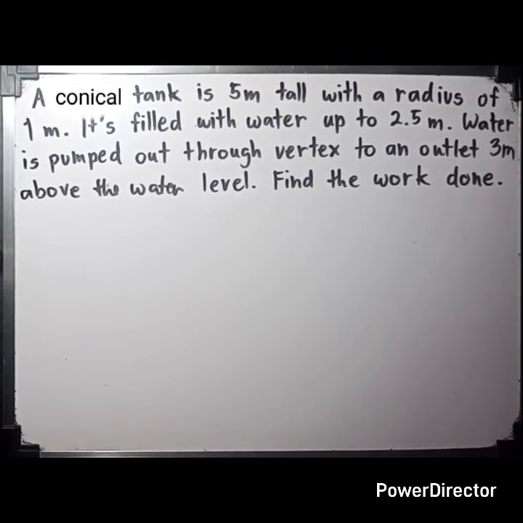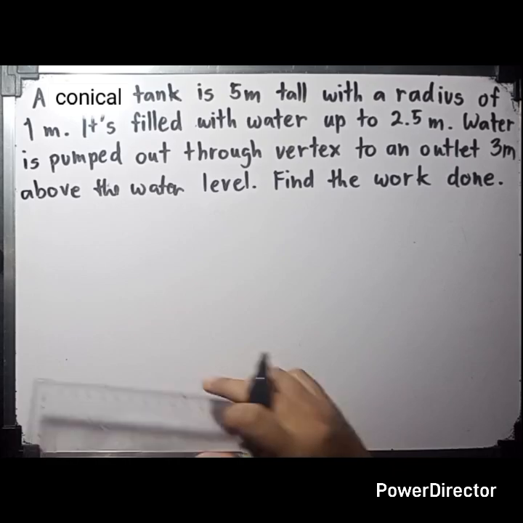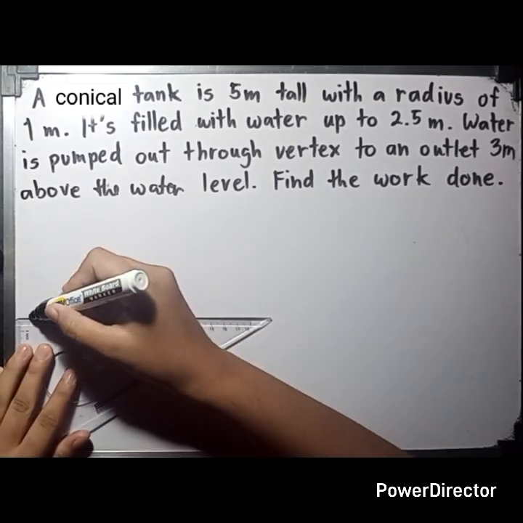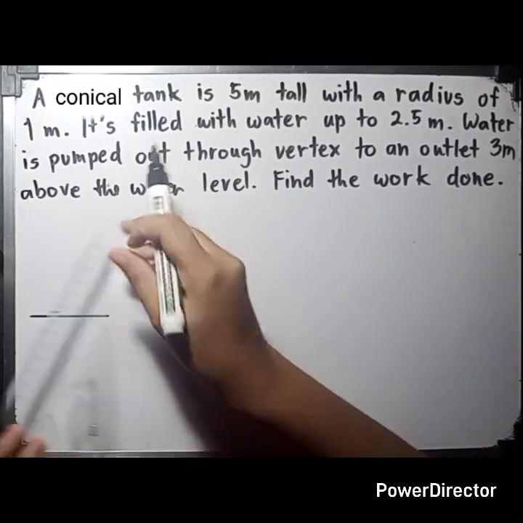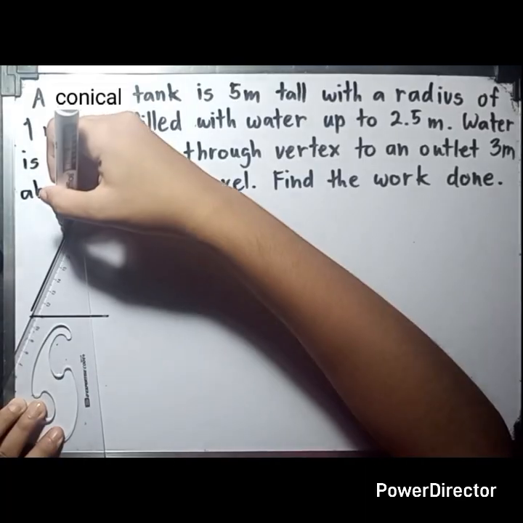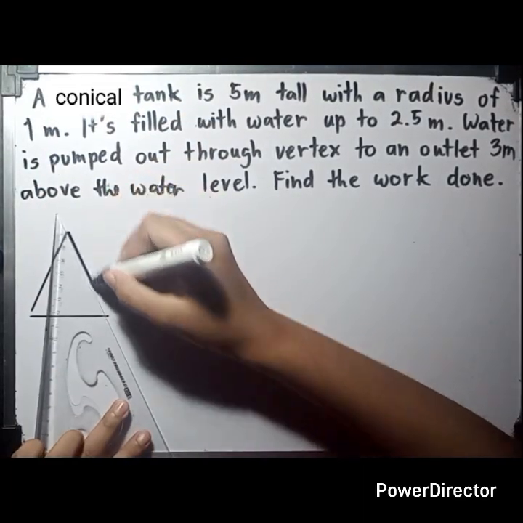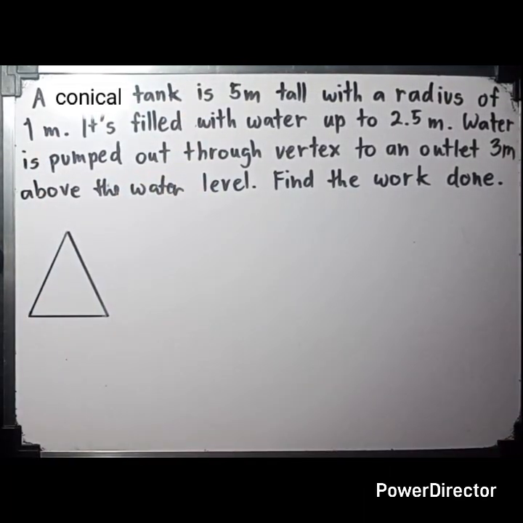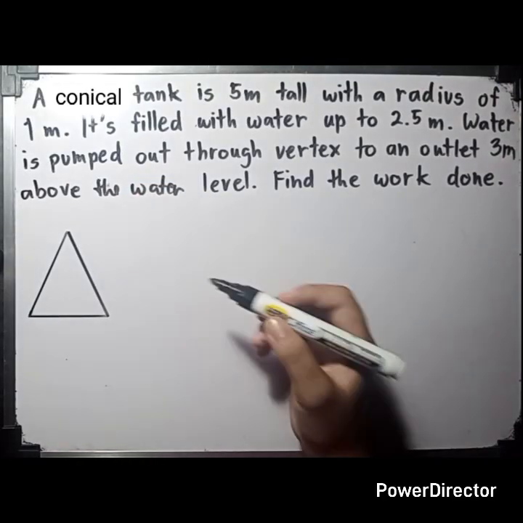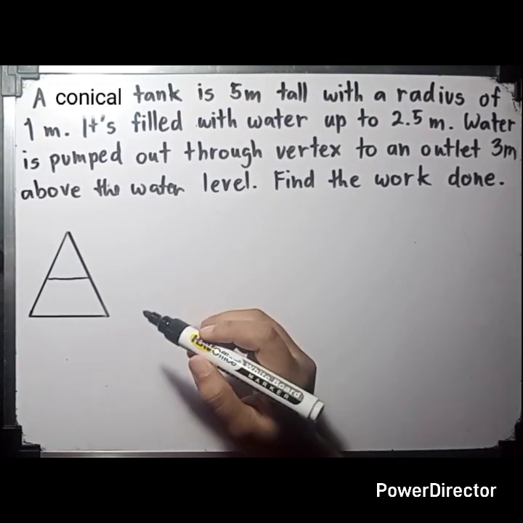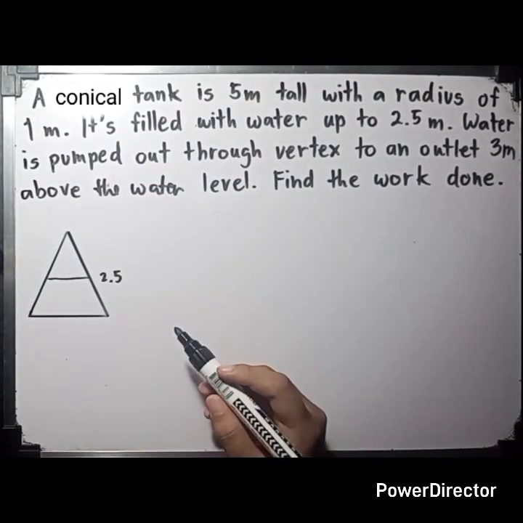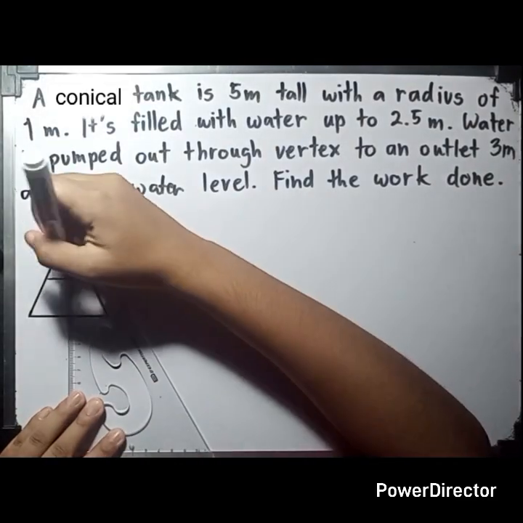A conical tank is 5 meters tall with a radius of 1 meter. It's filled with water up to 2.5 meters. Water is pumped out through the vertex to an outlet 3 meters above the water level. Find the work done. This is what it looks like to draw an illustration.